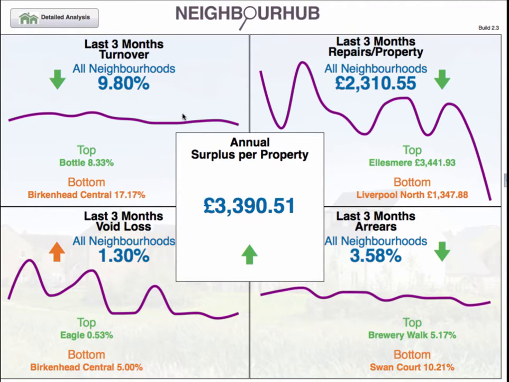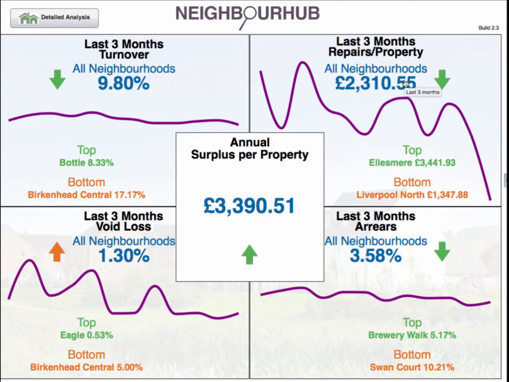The key risks to surplus per property are shown in the 4 quadrants around the side of the cockpit. We have turnover, which risks surplus. We have cost of repairs, a big impact on surplus. The number of voids, properties needing to be relet, and from that also the number of arrears. And each of the quadrants shows you the trend over the last 3 months in the blue at the top.